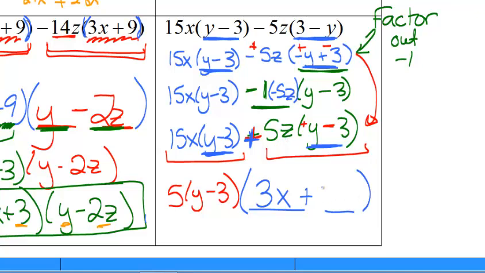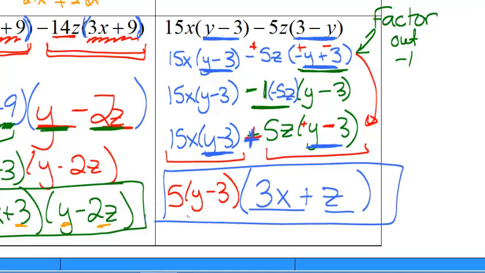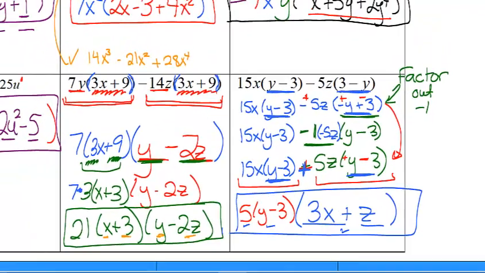5z divided by 5, well that's just 1z. And probably I don't need to even write the 1 because now that I have a z there, I can just write z. Y minus 3 divided by y minus 3 is 1. Again, I don't need to really write that 1. Now I have completely factored this problem. There is nothing else to factor out of the 5, out of the x, y minus 3, or the 3x plus z. So now I know I am completely factored.